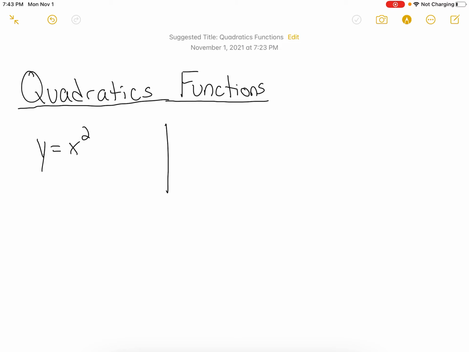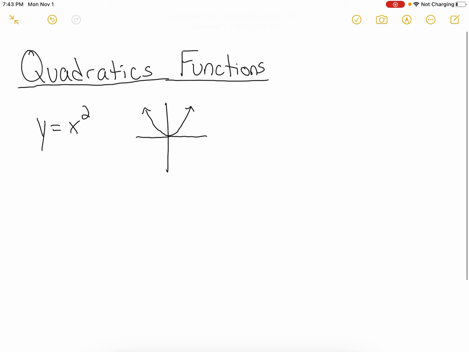In quadratics, the parent function is a U-shape, or it's called a parabola. And this is our parent quadratic function, y equals x squared. And they're either going to open up or open down. And so let's talk about the standard form of a quadratic.